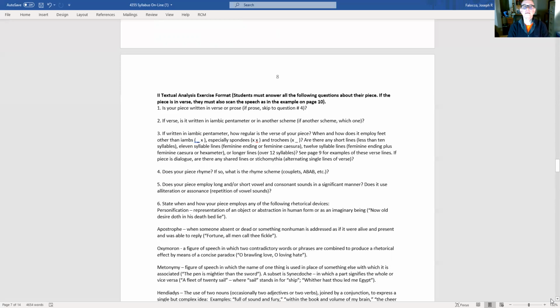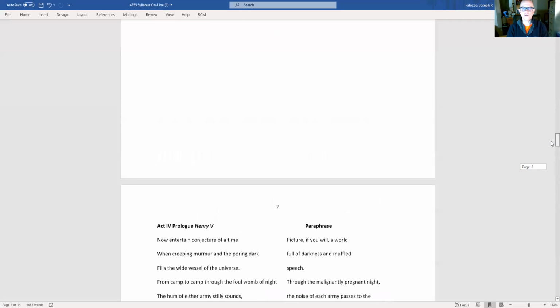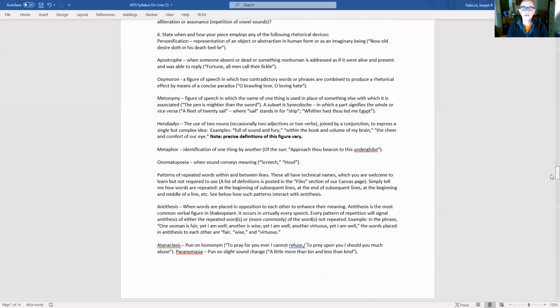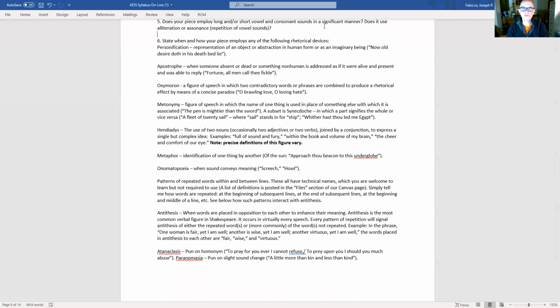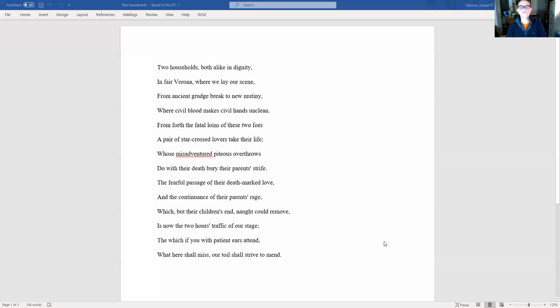Question number 4. Does your piece rhyme? If so, what is the rhyme scheme? If we look at the speech that we just marched in place together, we will see that this has a rhyme scheme. It goes A, B, C, D, C, D, E, F, G, G, which means it is a sonnet. And in particular, it is an English or Shakespearean sonnet.